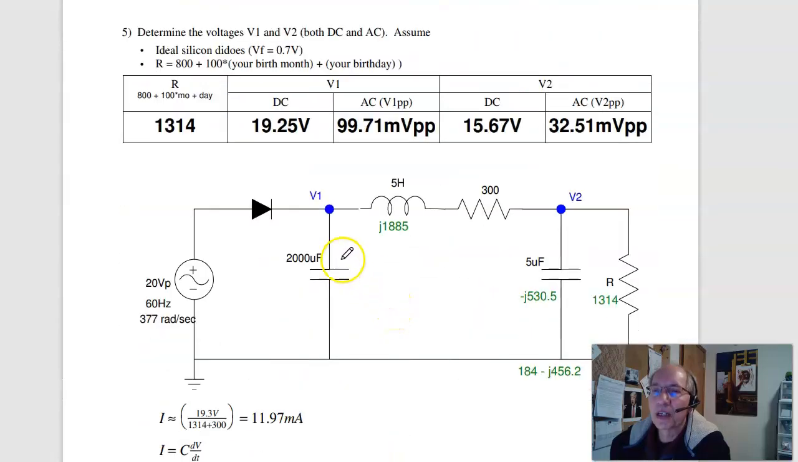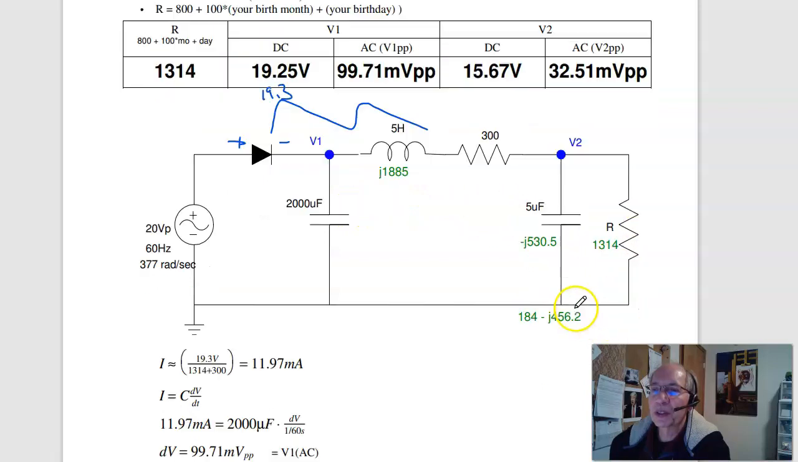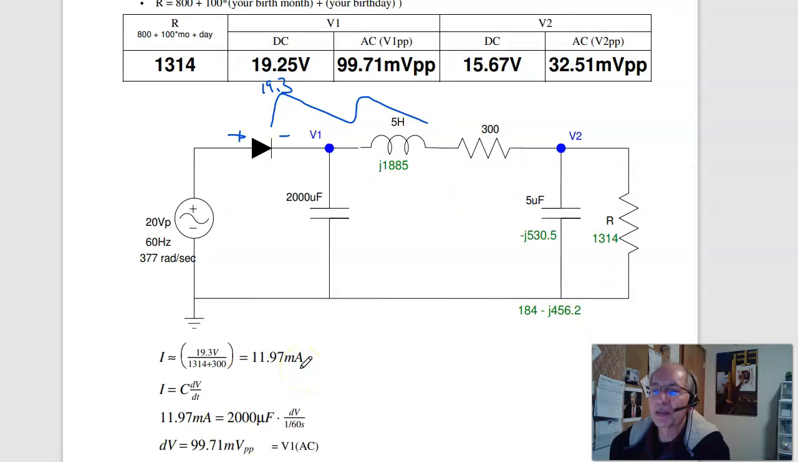Number 5. If I have this AC to DC converter, to find the voltages, I do both DC and AC analysis. At DC, I know V1's going to look like this. The peak is about 19.3 volts. That's the 20 minus 0.7. The current I don't know, so let's do worst case. 19.3 volts over 300 plus 1314 is 11.97 milliamps.